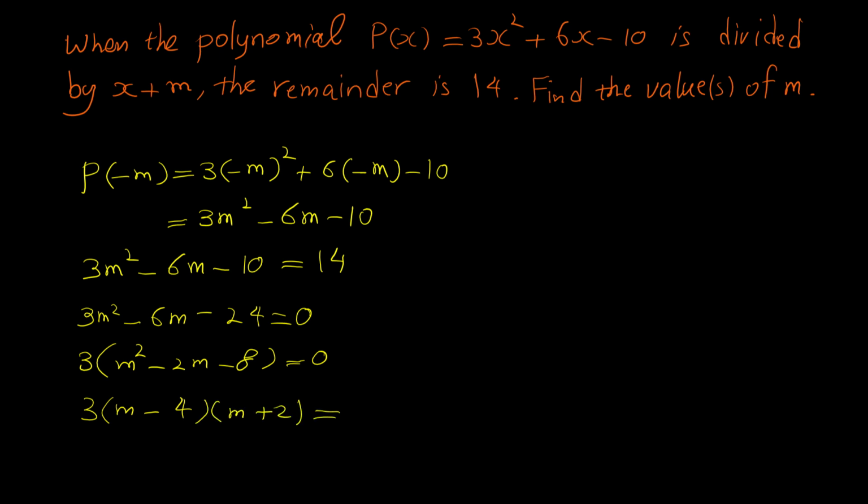If we set this equal to 0, from solving this equation we can find m. If we set this bracket equal to 0, m is 4. And if we set the other bracket equal to 0, m is negative 2. So these are the two values for m that make the remainder of dividing the given polynomial by x plus m equal to 14.